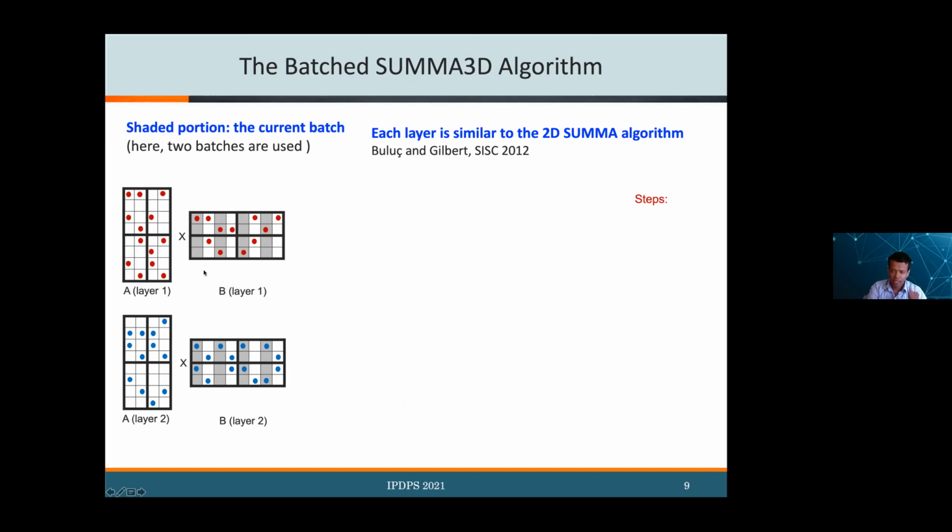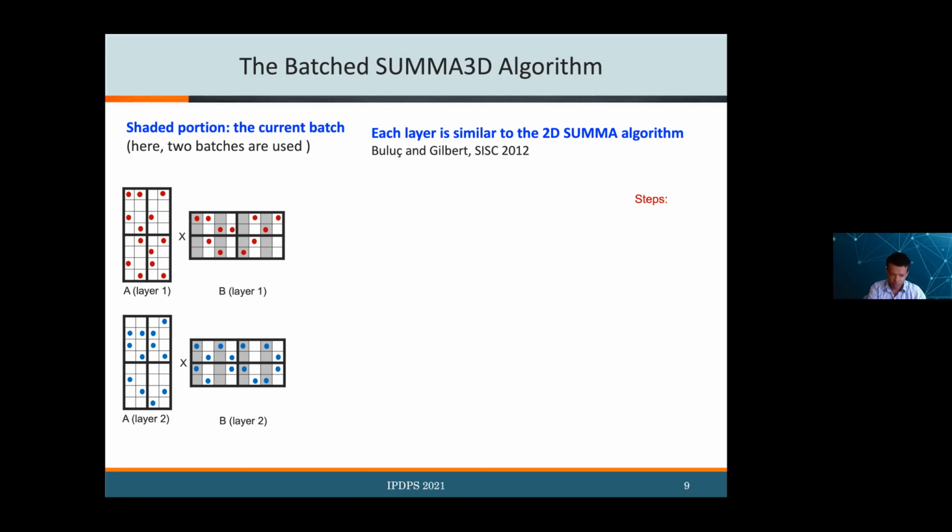Here, since we are also using batching, because we assume that we cannot perform this multiplication with our available memory, the shaded region represents our current batch. Here I'm assuming that we need 2 batches. So this shaded region is batch 1, and the white region is batch 2, and we'll process it later.